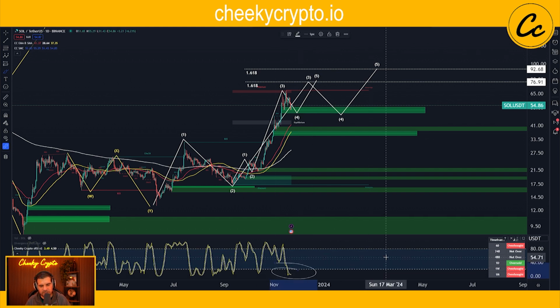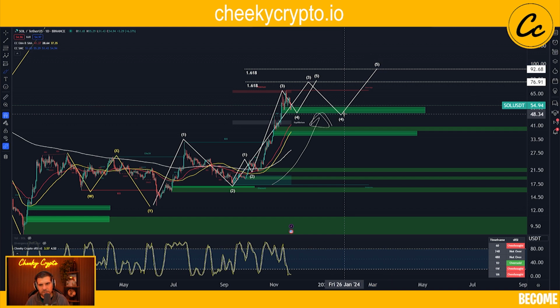Again, also stochastic RSI down in the oversold area, looking for momentum to shift to the upside, and we are of course looking for that final fifth wave movement to happen up there at the, what's this, $92.68 range. That's going to essentially mean that we're in a much bigger structural point overall.